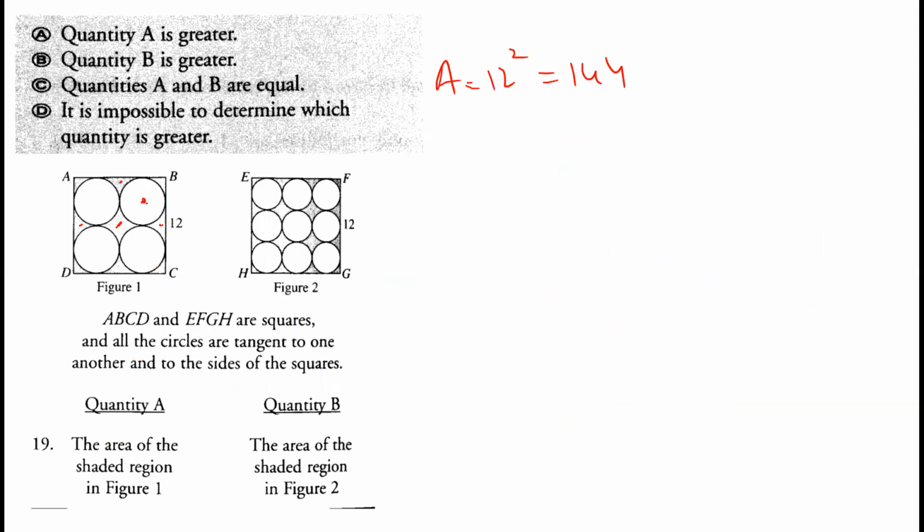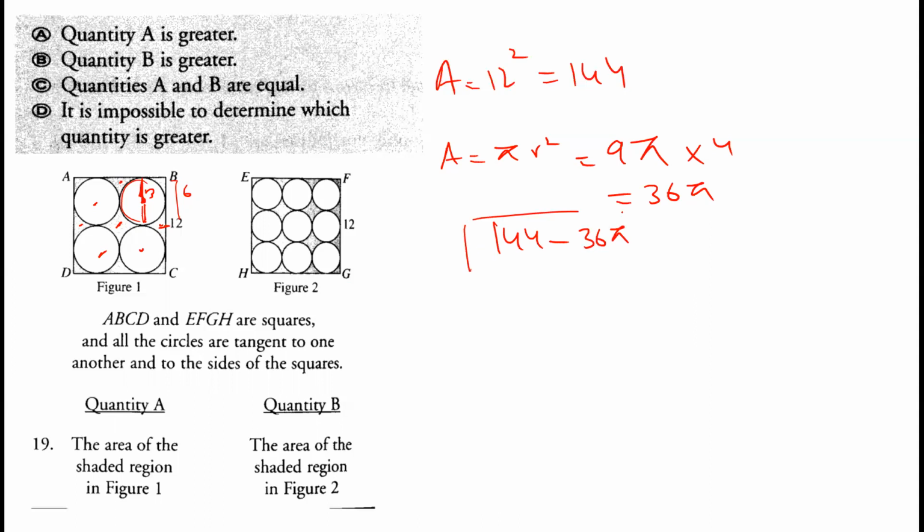This circle's radius would be how much? Now this whole side is 12. So the diameter is 6. So the radius would be 3. So the area of this circle would be pi r squared. R is 3, so 9 pi. How many circles are there? There are 4 circles. So we multiply this by 4 and we get 36 pi. So the area of the shaded region would be 144 minus 36 pi.